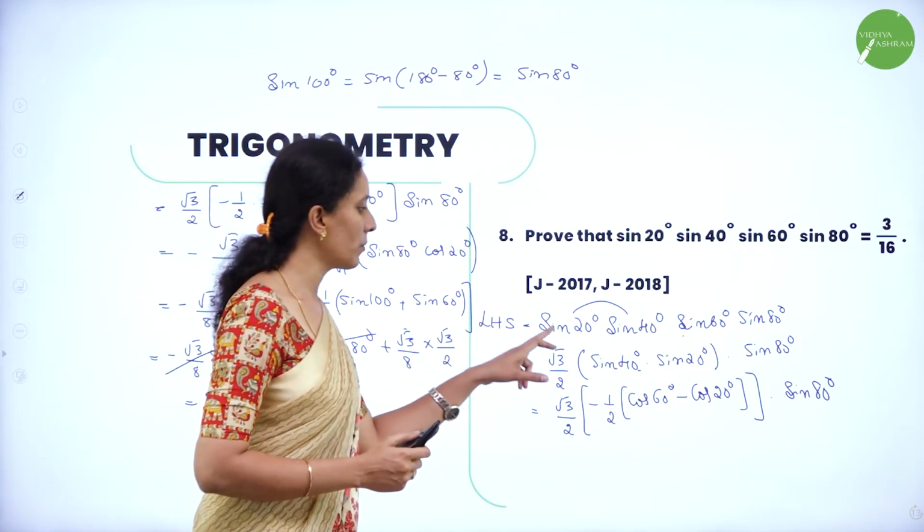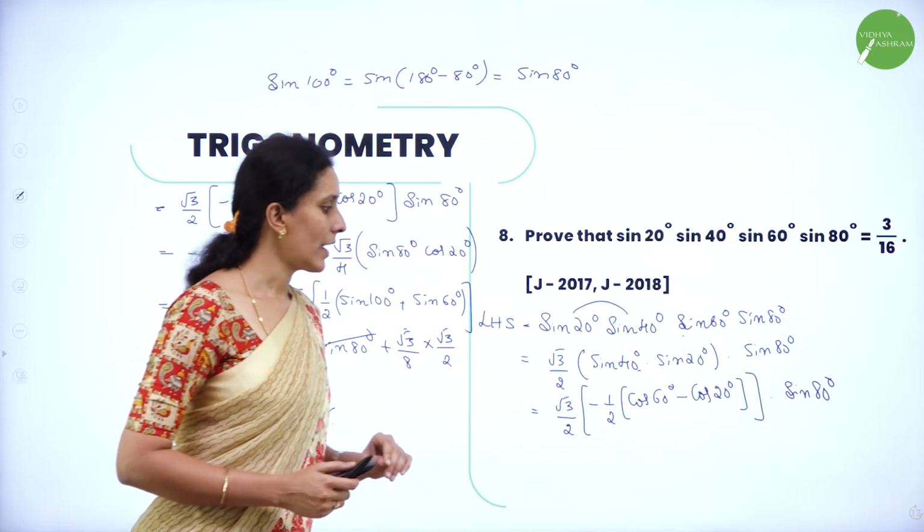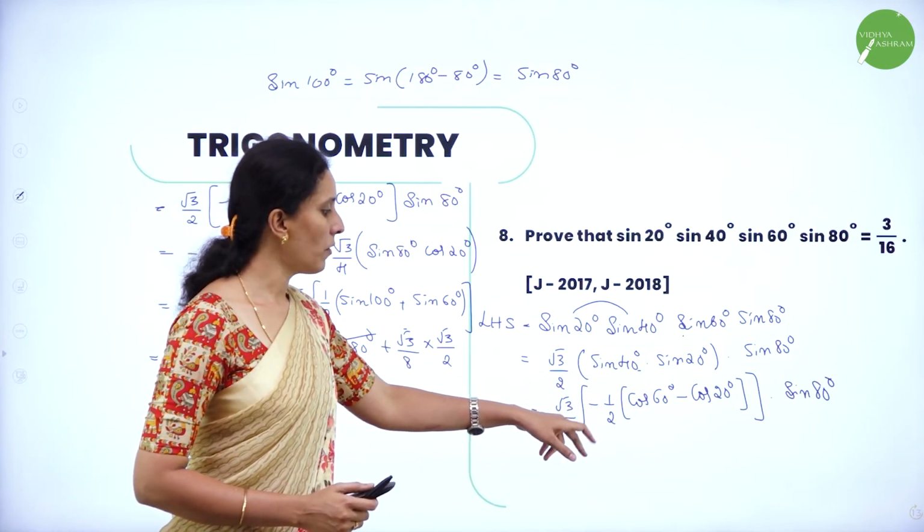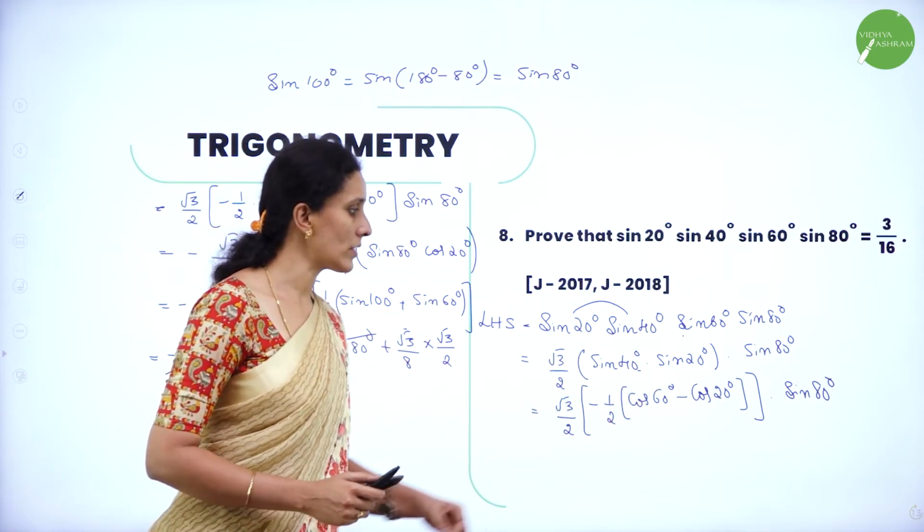So applying the transformation formula of sin A sin B, we will get this in the form of minus half [cos(A plus B) minus cos(A minus B)].